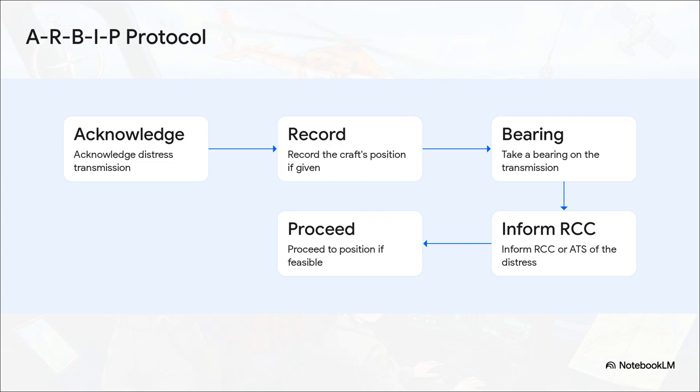Now, what happens if you merely intercept a distress transmission on the radio while flying? The concept is rapid relay and assistance. When applying standard operating procedure, use the mnemonic RABIP. Acknowledge the transmission, record the position if it's given, take a bearing on the transmission, inform the RCC or ATS unit, and proceed to the position at your discretion.